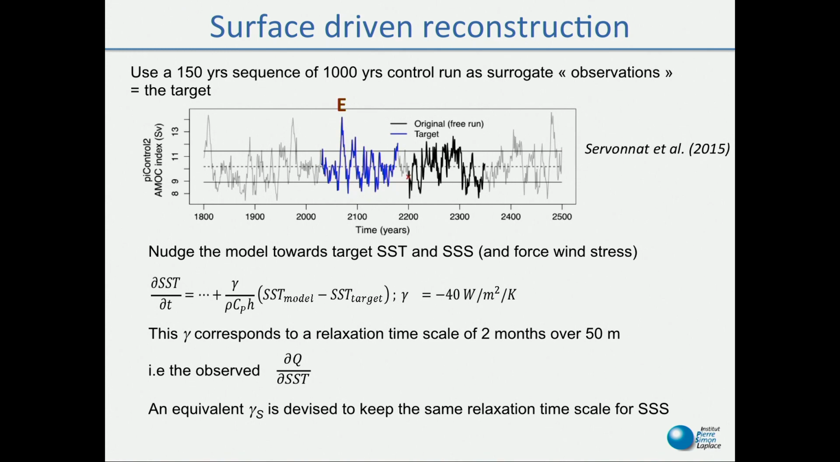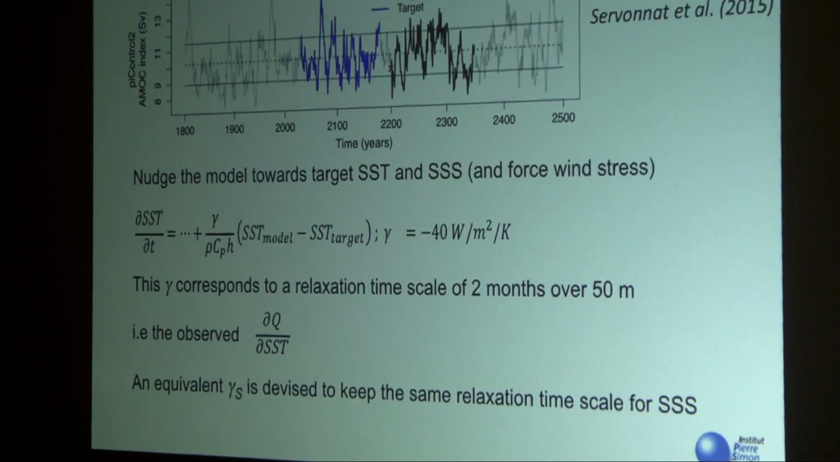Right, so we use the typical restoring with that restoring coefficient, which corresponds to a 2-month timescale over 50 meters. This is classical. It's physically based because it's basically the observed dq over dSST, and I think Christophe was showing that the other day. We also devised an equivalent gamma S for the salinity, devised to have the same 2-month timescale as well. Right, so in here I will show the impact of the salinity nudging that was also shown by Rim yesterday.